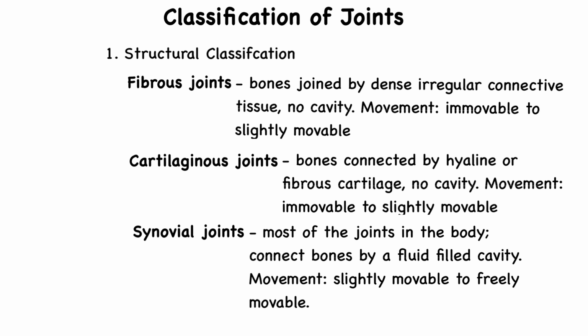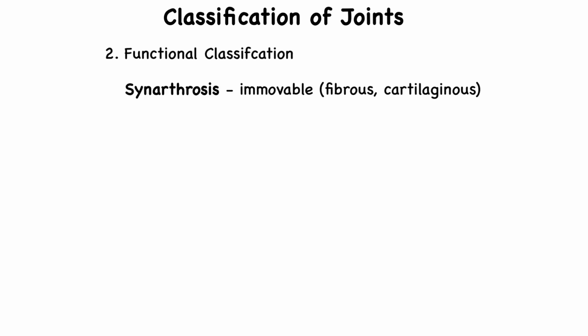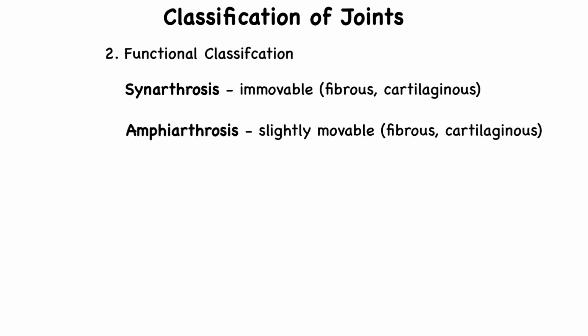And then there's the functional classification. This describes how much movement the joint allows. We have synarthrosis, which are immovable, and so fibrous and cartilaginous joints would fall into this category. Amphiarthrosis, which are slightly movable. Again, fibrous and cartilaginous would fall into this category. And then we have diarthrosis, which are freely movable, where we would see those synovial joints. So we're going to go and take a closer look at each of these types.